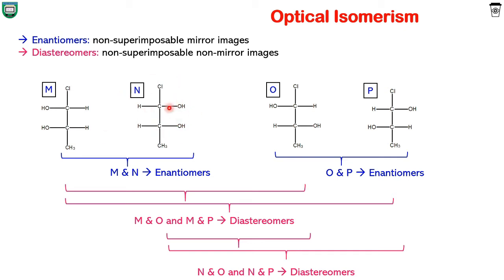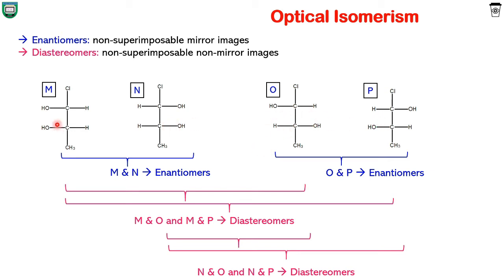That means if you lift the N molecule up and place it over the M molecule, they are not superimposable. They won't match. That is, if you move the N molecule and place it over the M, this hydrogen and OH don't match, and this hydrogen and this OH don't match, and these two OHs don't match with these two Hs. Of course, this one and this one match with the chlorine and methyl, but overall it doesn't match. So non-superimposable mirror images, enantiomers M and N, and also O and P.